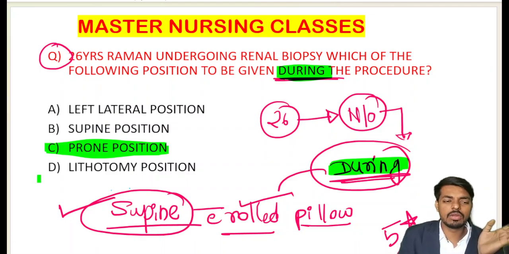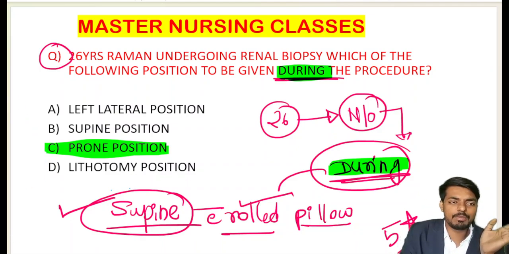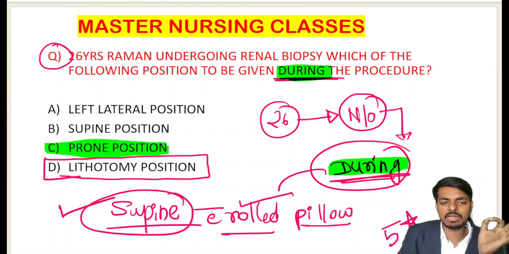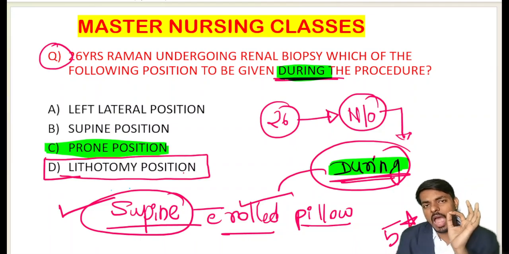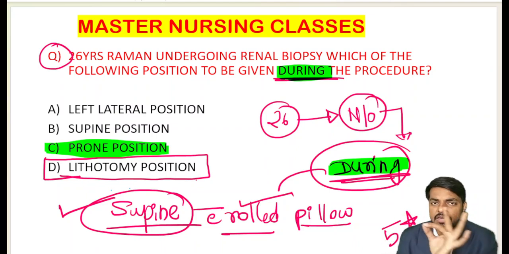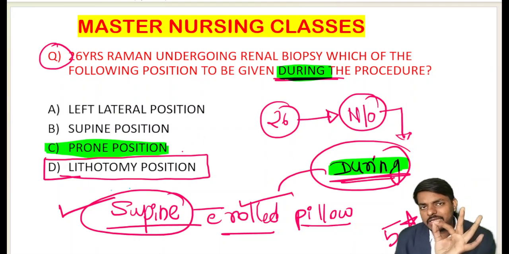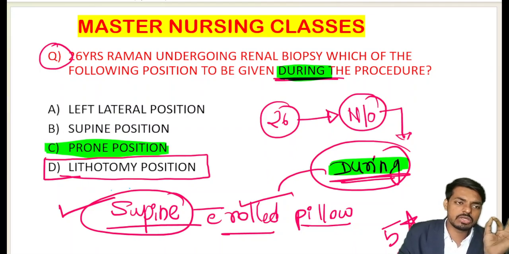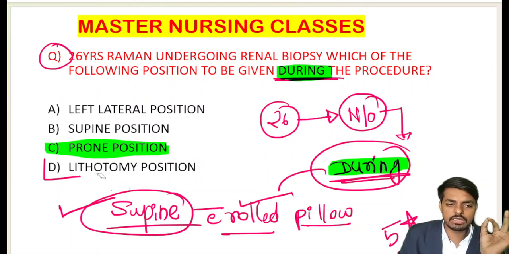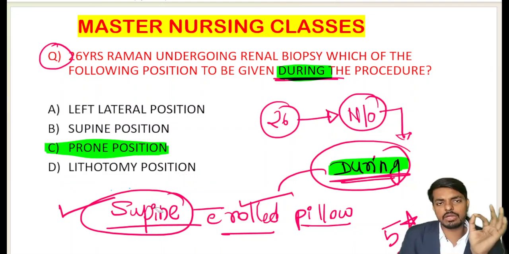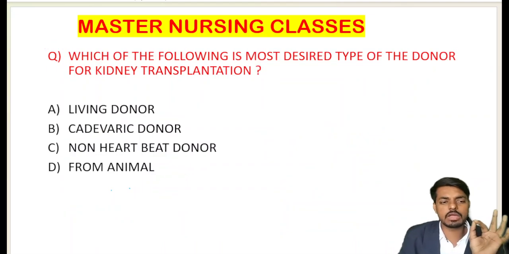Very importantly, keep in your mind that the position given during the procedure of taking a biopsy from the bladder is the lithotomy position. The ideal position during a bladder biopsy is lithotomy, and if you are taking a biopsy from the kidney, that is the prone position. So the answer for this question is option C, the prone position. If the examiner asks after the procedure, it is supine; during the procedure, it is prone. Hope the concept is very clear.